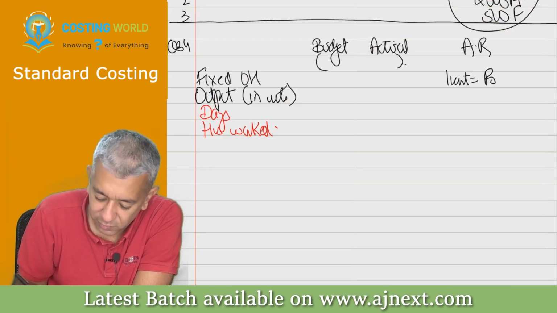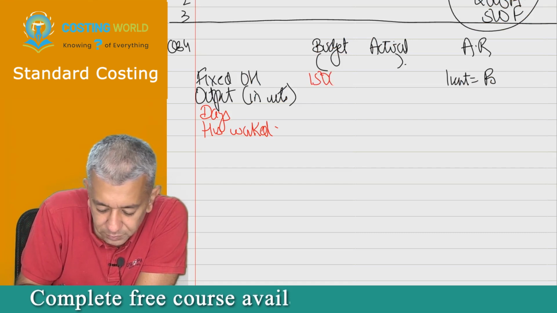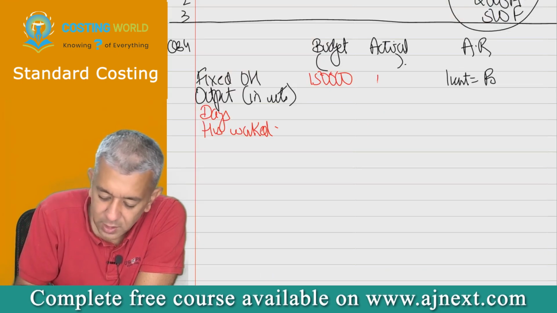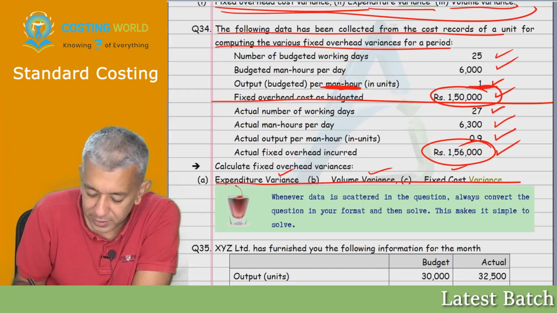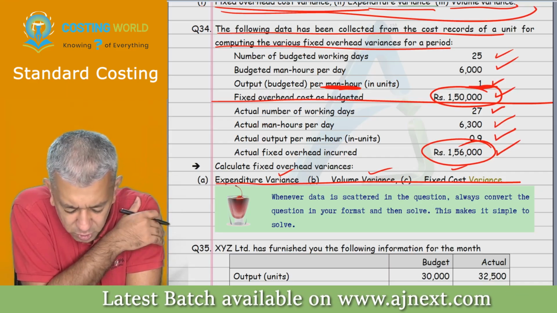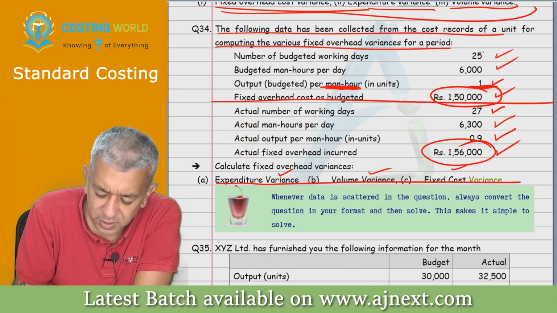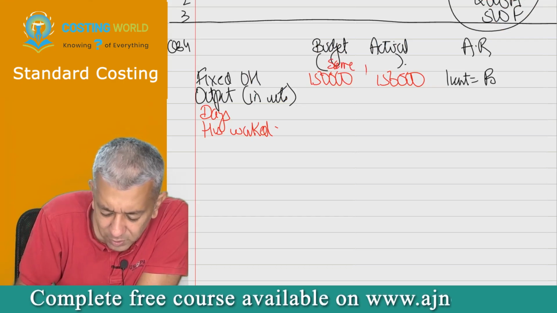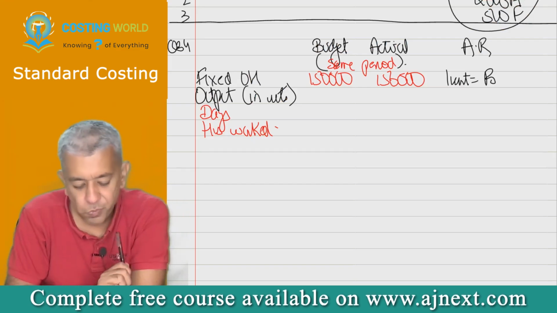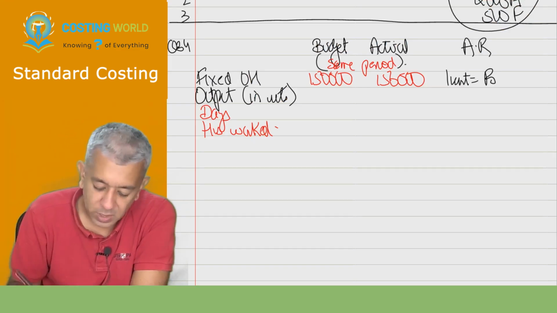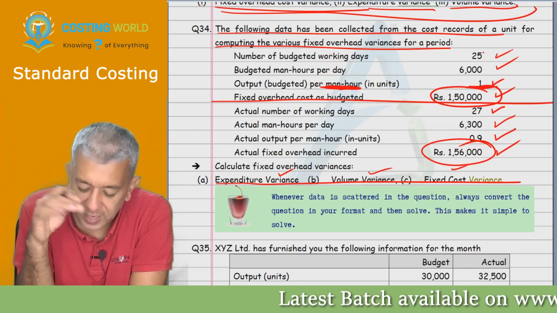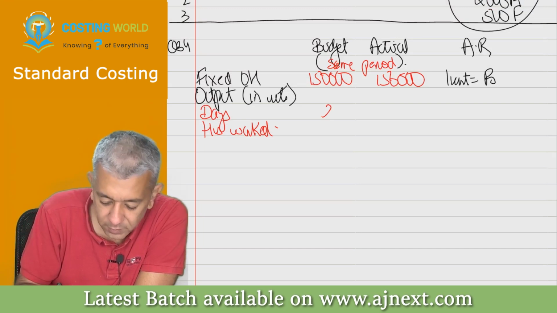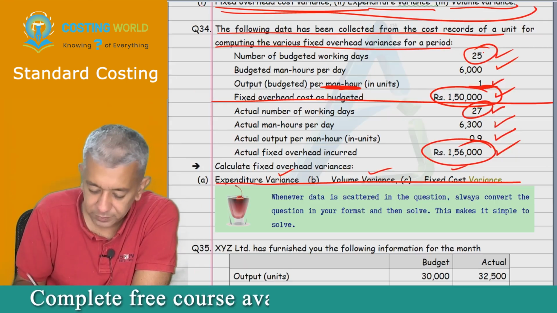Fixed overheads 1,50,000. 1,56,000. Now just one thing, fixed overheads are dependent upon period. I guess again this particular question must be of a month only, because the number of days are 25 and 27, but in any case if it is not given, we'll just write down over here same period. Then output in units, I'll see that in just a while. Number of days 25, 27.